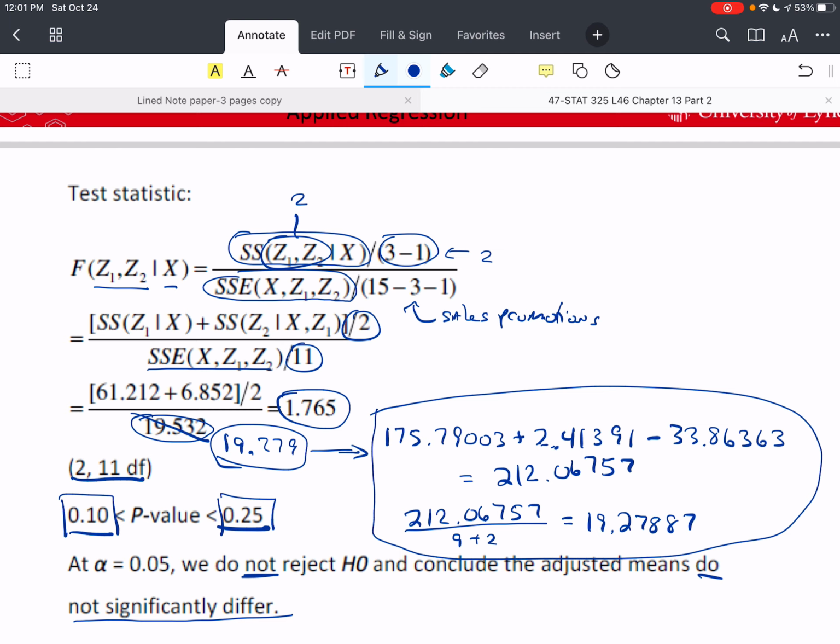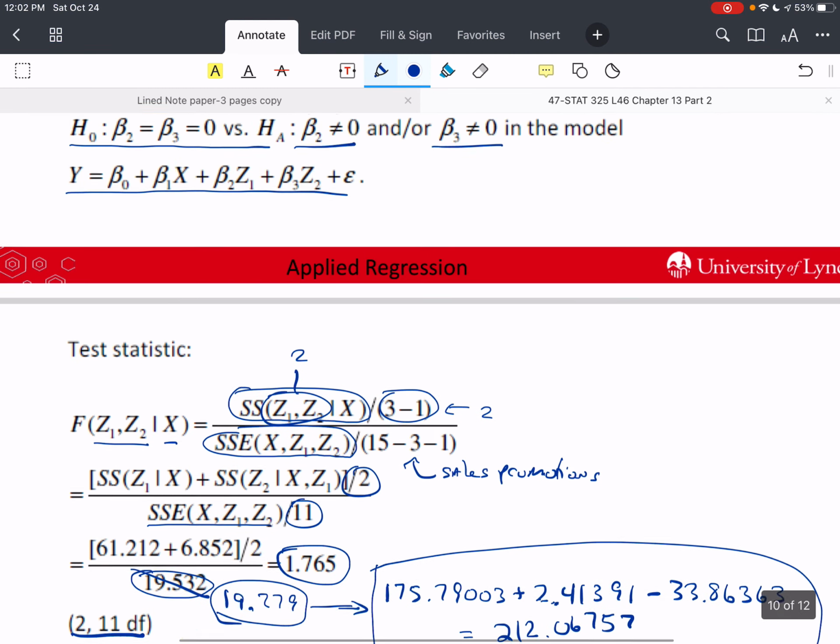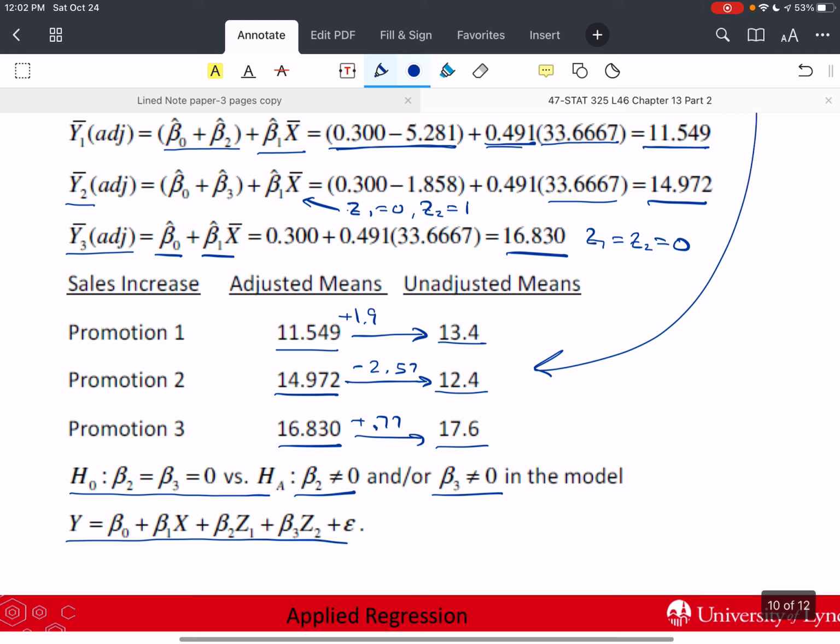At alpha equals 0.05, we do not reject the null hypothesis, and we conclude that the adjusted means do not significantly differ. Okay, so there's really no significant effect or difference in these means based on the promotion, adjusted for the promotion or unadjusted.